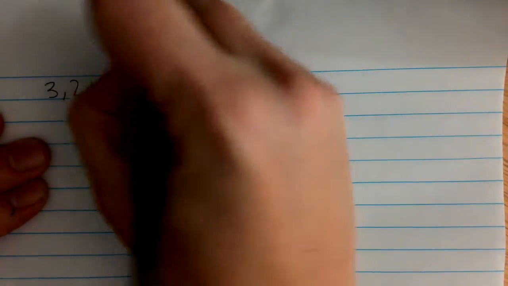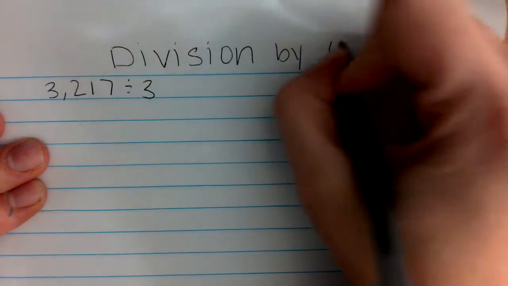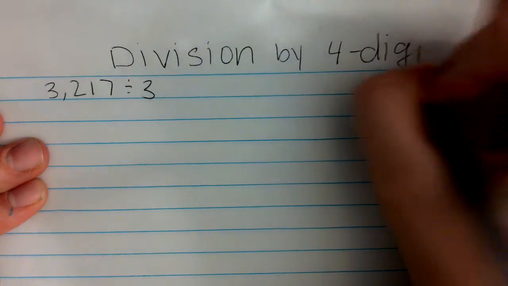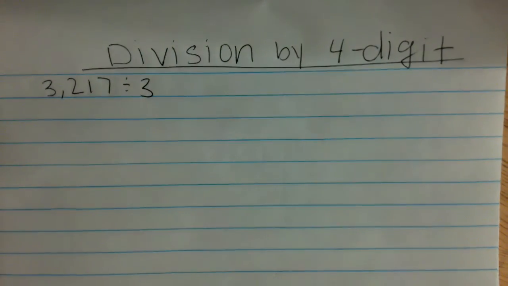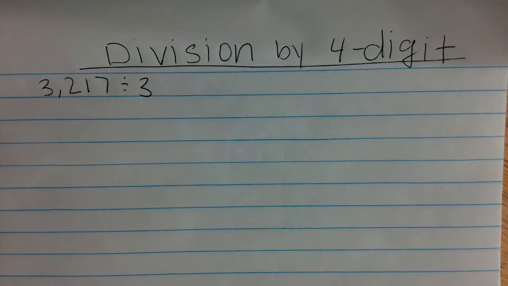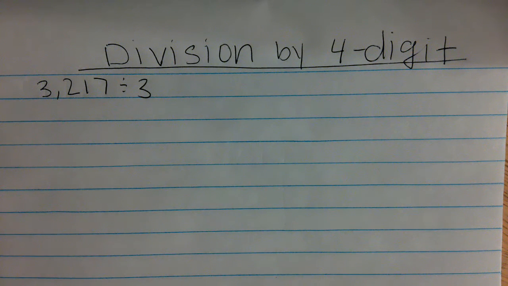All right. So now we're going to be dividing four-digit numbers. So division by four-digit. Okay. So the last few times we've done three-digit. Now four-digit is not any different than three-digit. Okay. The only difference is that it has an extra place value number.